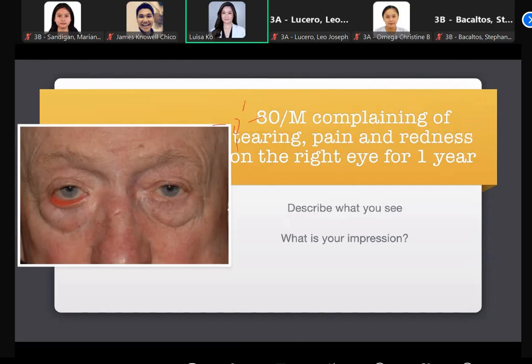I mentioned a few of them already. Give me one. Ectropion. Okay, good, no? So there is ectropion where? The right lower eyelid, no?